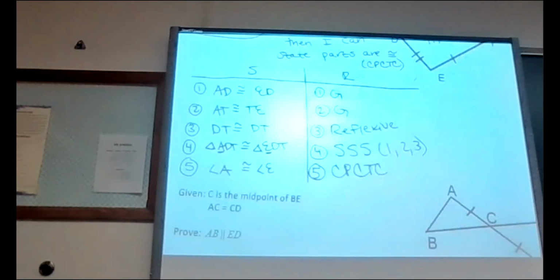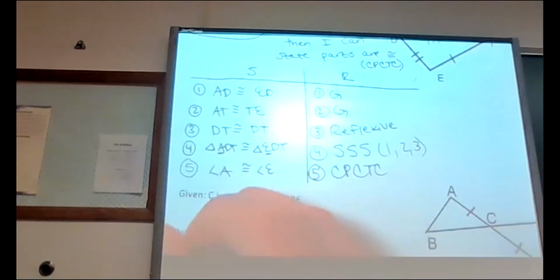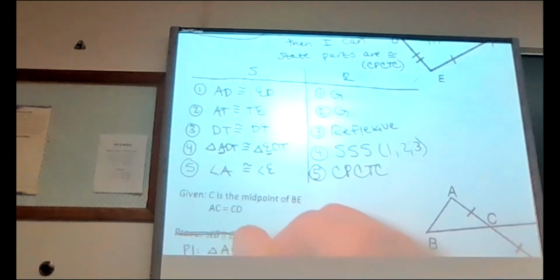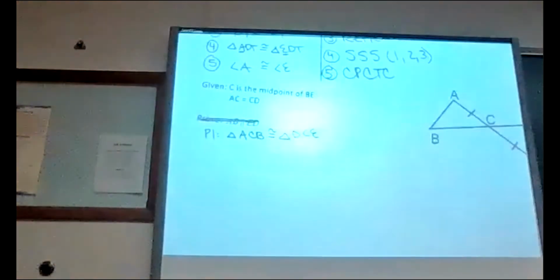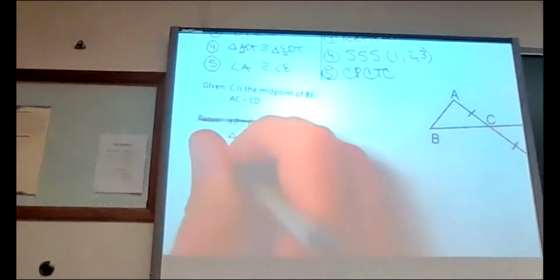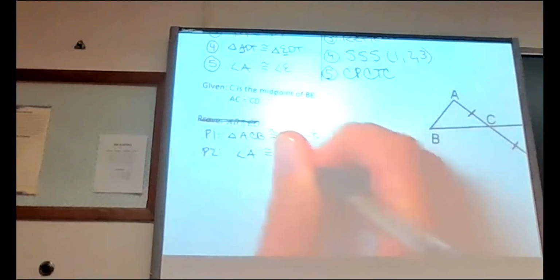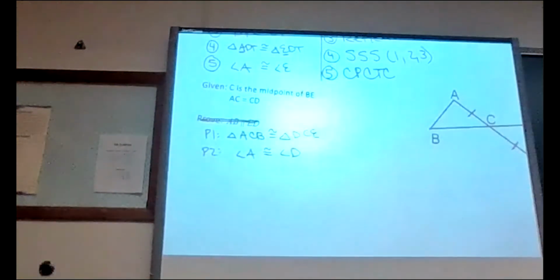So on the next one, I'm going to change our prove, and I'm going to write it this way. Sometimes you see it this way. First, we're going to prove that the triangles are congruent. And then we're going to prove that angle A is congruent to angle D. We're not going to worry about the parallel piece, not this year.